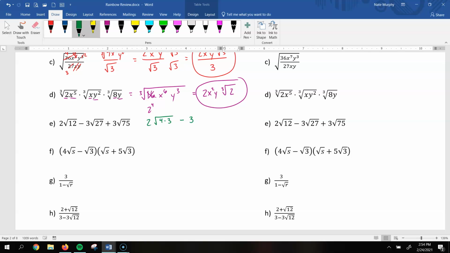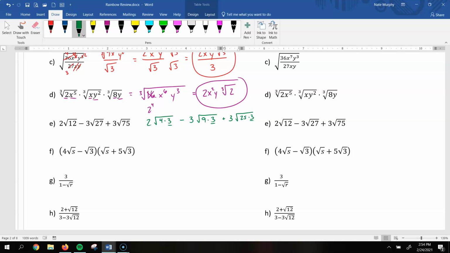So 4 is a perfect square times 3 is 12. Then we'll have minus 3 times the square root of 27, which breaks down to be 9 times 3. Now if you notice, there's a pattern here. It's because we could take the square root of 9, but I can't take the square root of 3. Plus 3 times the square root of, and then this would be 25 times 3. I have another 3 here.